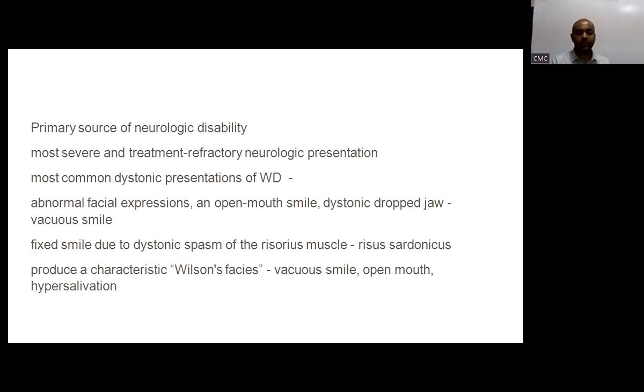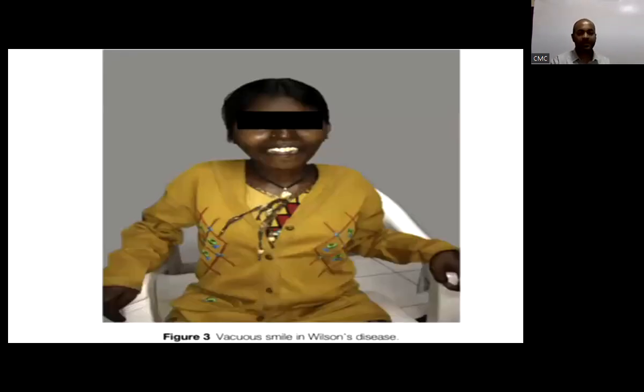The most common dystonic presentation is the abnormal facial expression with an open mouth smile and dystonic drop jaw. This is the vacuous smile. They also have a fixed smile due to the dystonic spasm of the risorius muscle. This is known as risus sardonicus. So this is the characteristic facies you see in Wilson's: vacuous smile, dystonic open jaw, risus sardonicus.